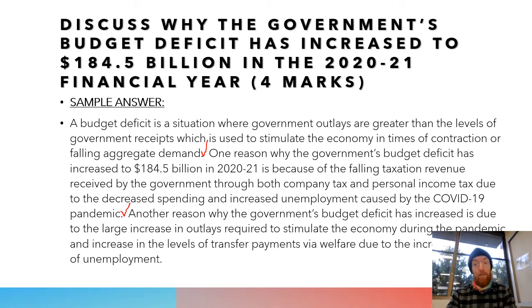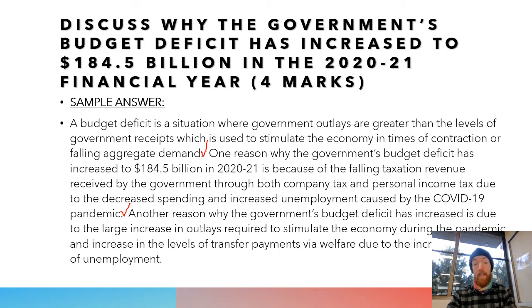You could probably drop in the fact that there's some different information out there about the government receiving $25 billion less in company tax or $37.1 million less in company tax. But the important thing is that you're acknowledging that both receipts from company tax and personal income tax are decreasing because of the decreased spending in the economy and the increased unemployment, therefore less taxes being paid.